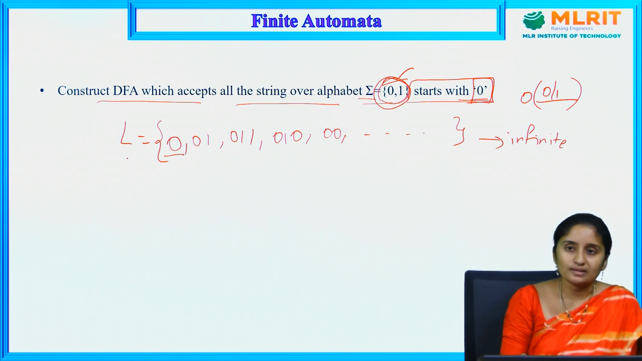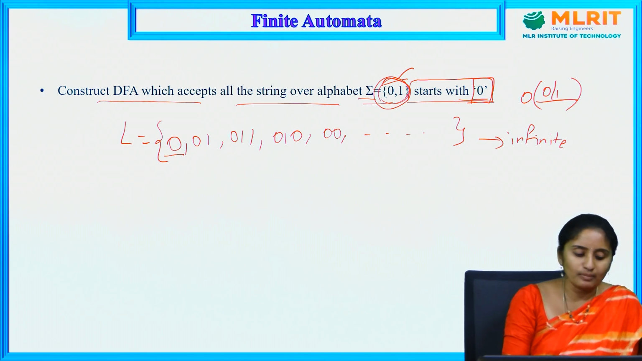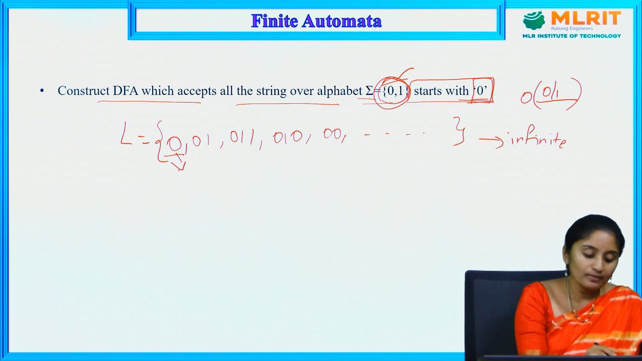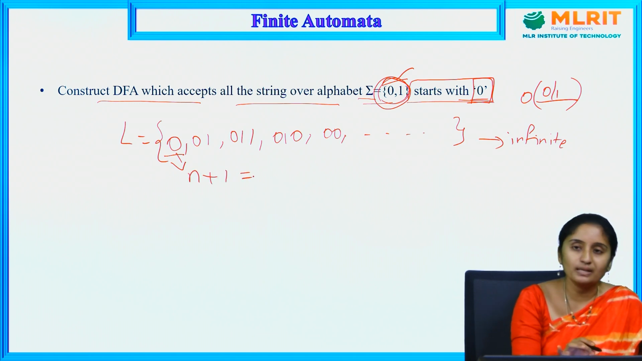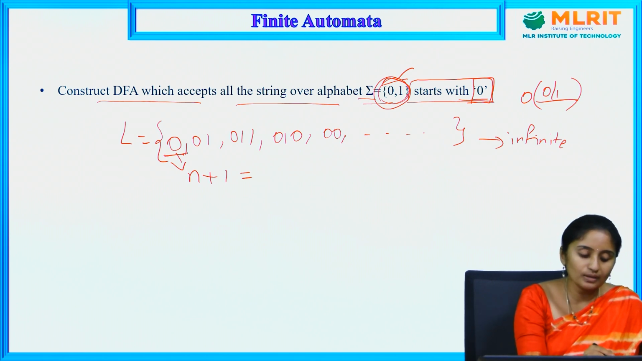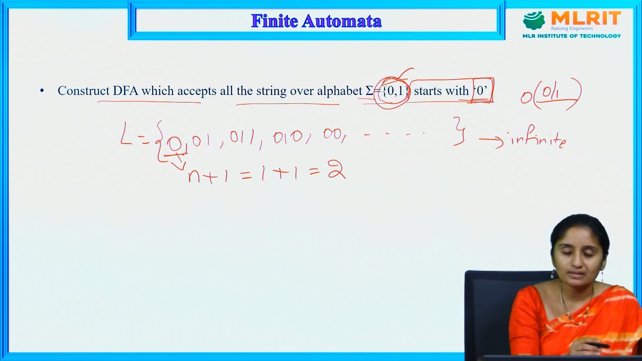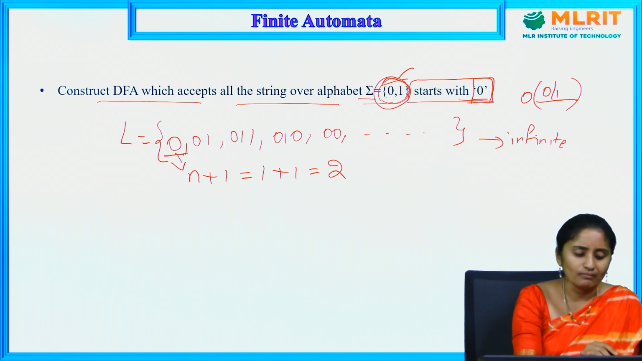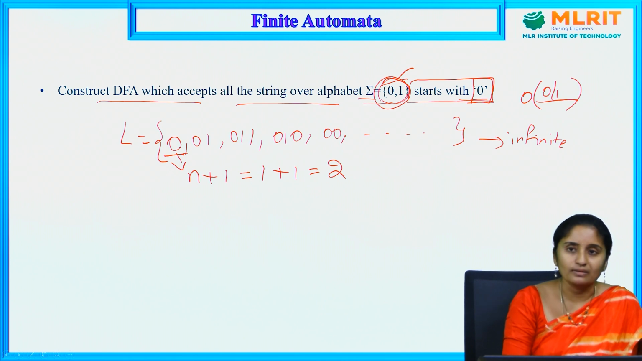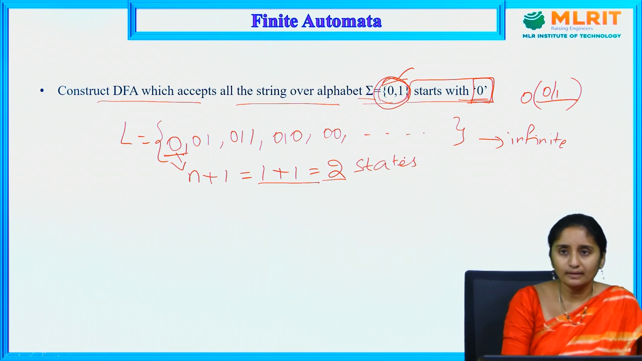So first we construct a language and check what the minimum length is. The string 0 is the minimum string, of length 1. The number of states I can have is n plus 1, where n is the length of the string. So 1 plus 1 is 2, and I can have 2 states in my DFA diagram.